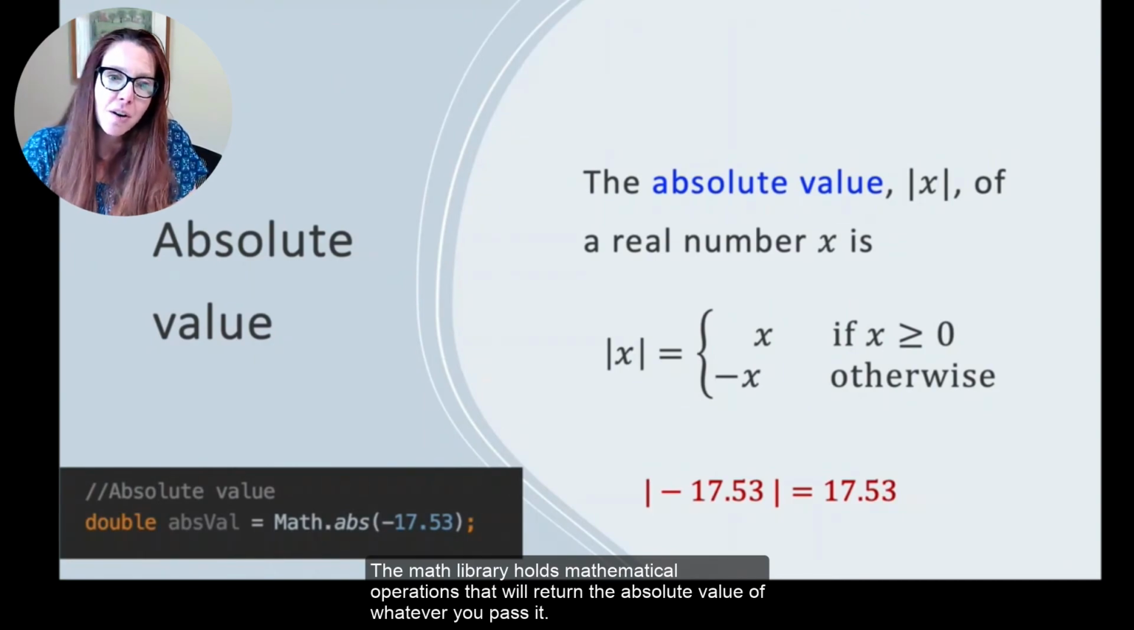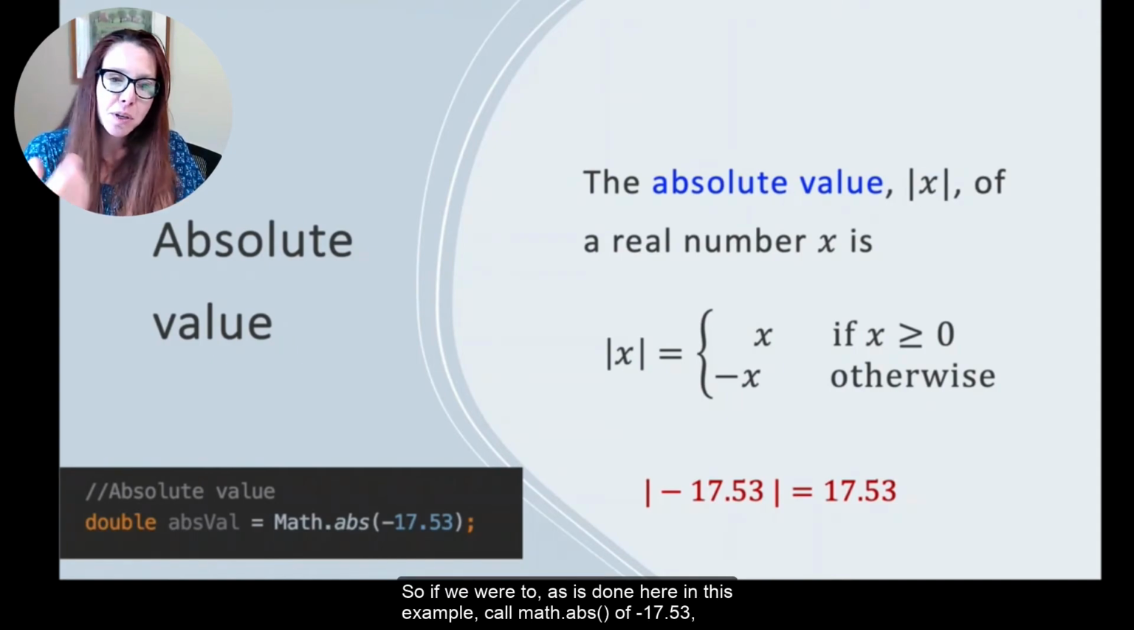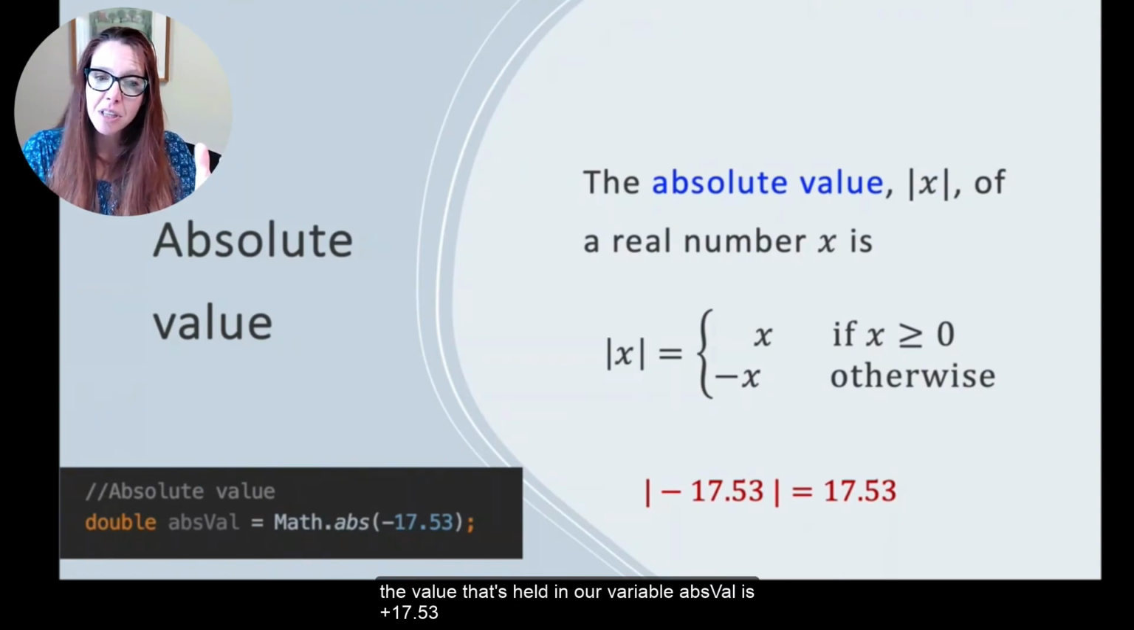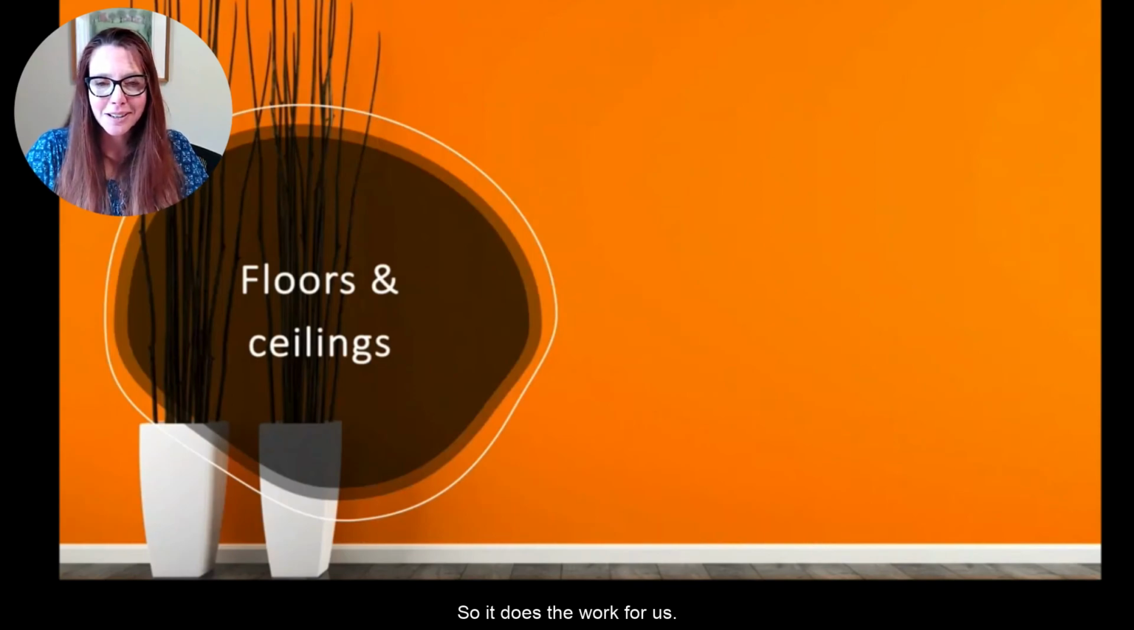The math library holds a mathematical operation that will return the absolute value of whatever you pass it. So if we were to, as is done here in this example, call math.abs of negative 17.53, the value that's held in our variable absval is positive 17.53. So it does the work for us.